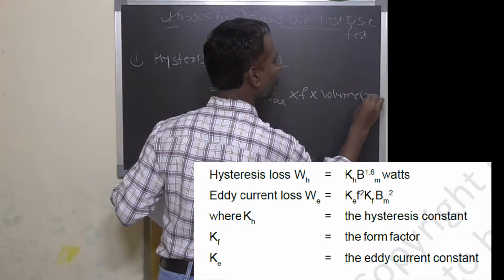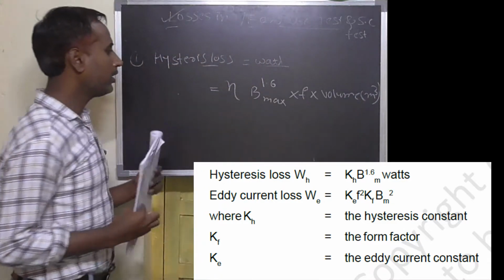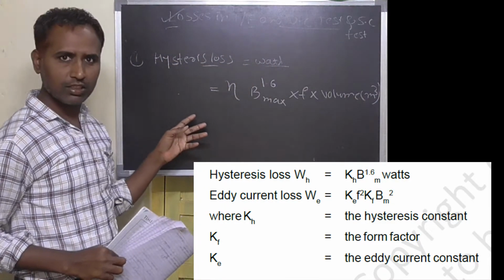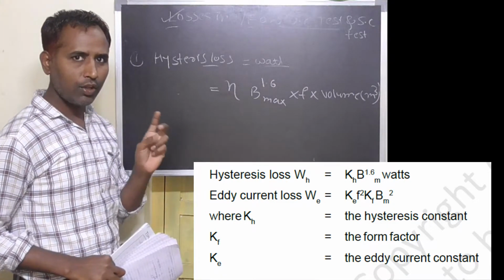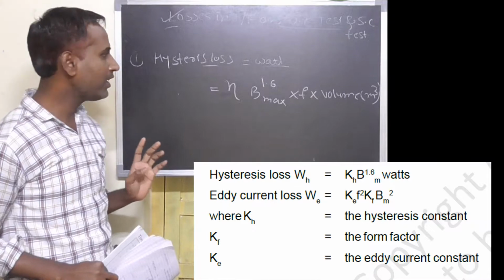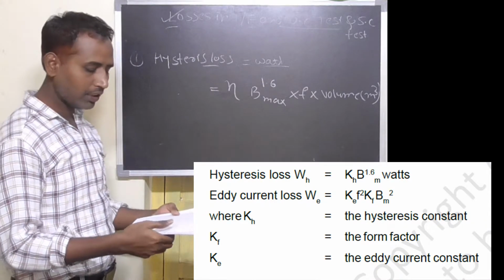Okay, volume in cubic meter. So this is one more formula of a hysteresis loss. To find the hysteresis loss, this formula is also used. Okay, you have to remember two formulas. Okay friends, this is clear. Open circuit test.